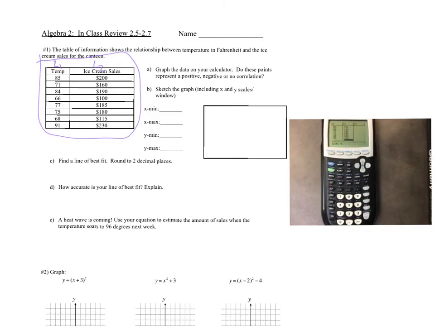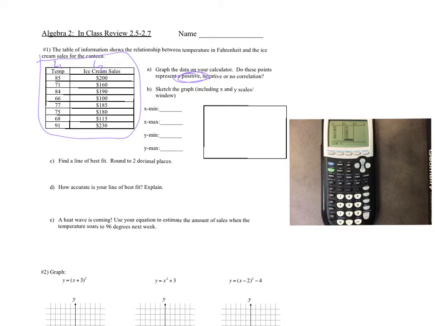Okay, so what you're gonna do now is, if you want, you can right off the bat hit zoom 9 to see your plots. That will tell you positive, negative correlation. This would be a positive correlation. I'm just going to circle that on here. Okay, that's a positive correlation.